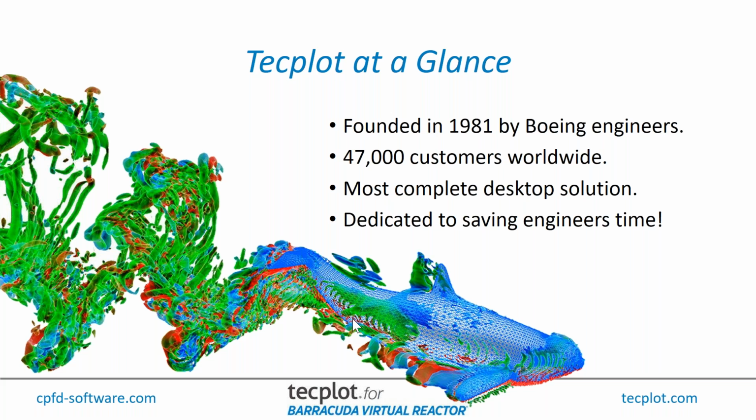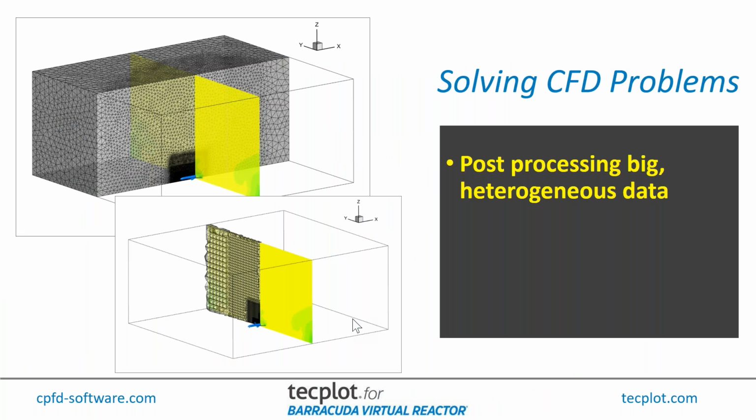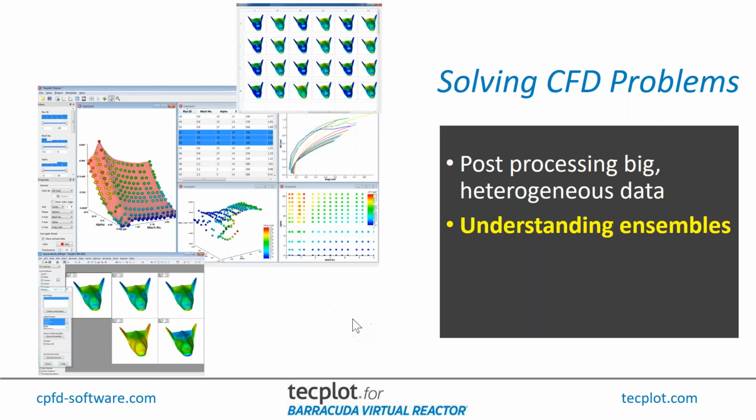And we are dedicated to saving engineers time. That comes from not only the way that we process data, but our UX design team works on reducing mouse clicks, and we also have some nice ways to automate Tecplot through macros and Python. So we are dedicated to solving the big problems in CFD, post-processing large heterogeneous data sets. This example here shows a representation of our SZL file format, which loads less data, which saves you time and saves you RAM, because loading data off disk is one of the most time-consuming parts of post-processing.